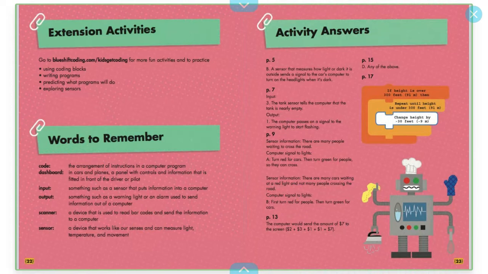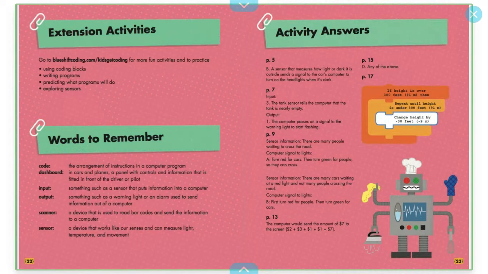Alrighty. Extensions. We are using coding blocks. We are writing programs with our code.org and Code Monkey Junior activities. So that is already covered. And of course, with coding, we are doing some predicting. Some words to remember, boys and girls.